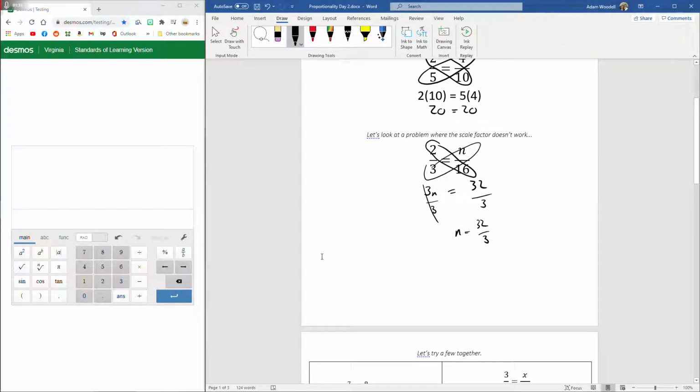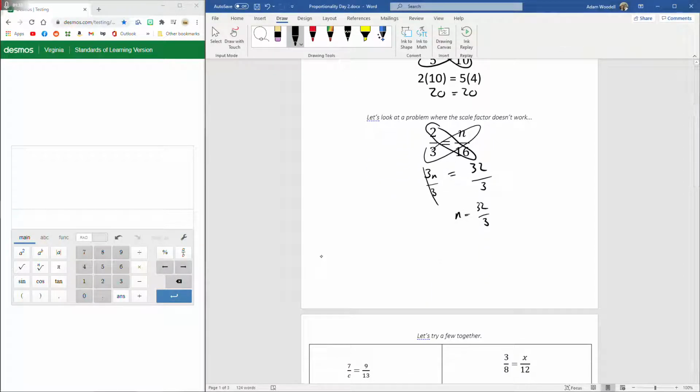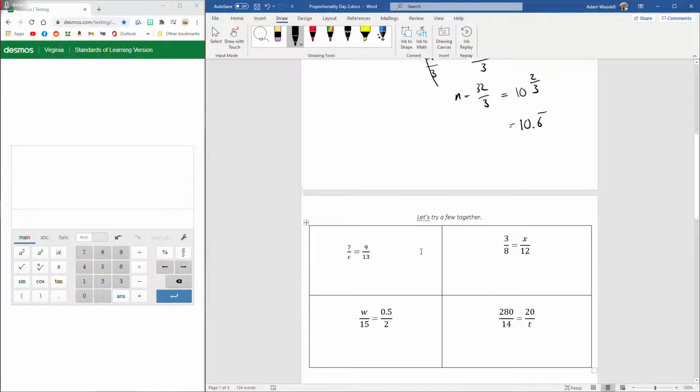A couple different ways to talk about 32 over 3. We could leave it as 32 over 3. We could turn it into a mixed number, which would be 10 and 2/3. You could also turn it into a decimal using Desmos, which ends up getting you 10.6 repeating. But this is our answer, 32 over 3.